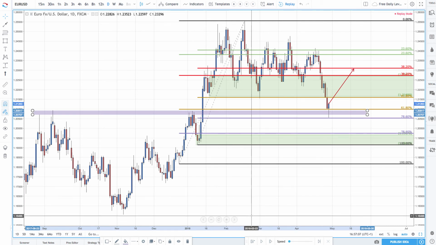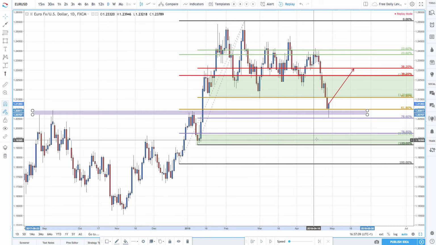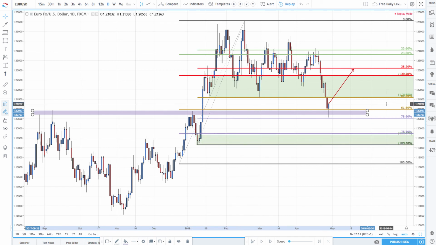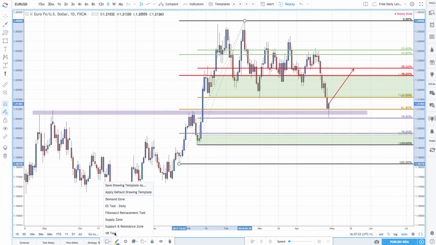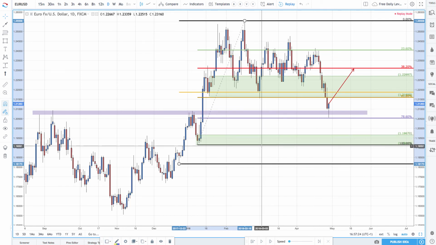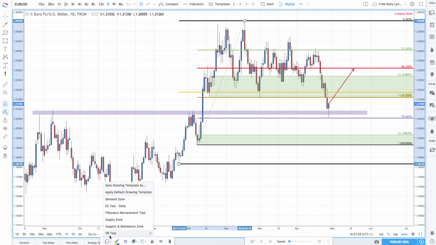So from a value range perspective, let's tidy this up a little bit. Let's turn this into a value range, and this into a value range, right?